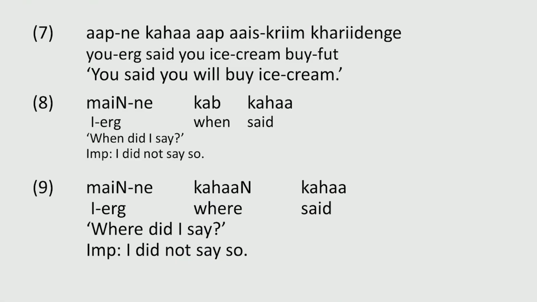We can look at more and more examples to see that such things do exist in languages. Let's look at one more set of sentences to look at this context in a more precise way. Another Hindi sentence, आपने कहा आप आइसक्रीम खरीदेंगे. You said you will buy ice cream. The answer is, मैंने कब कहा? This is a sentence which means, when did I say? Now, in the context of the previous sentence, आपने कहा आइसक्रीम खरीदेंगे, this sentence has a meaning which is, I did not say so.